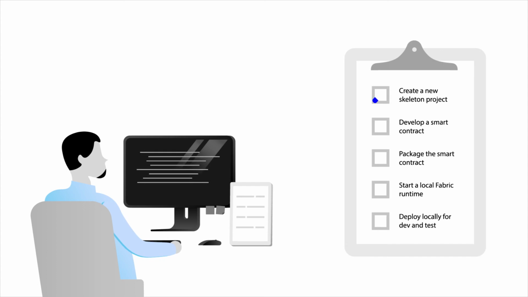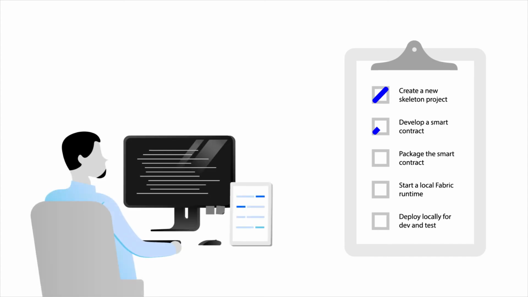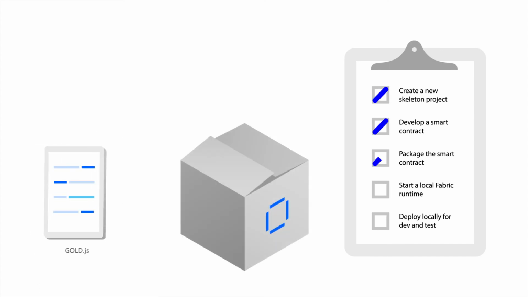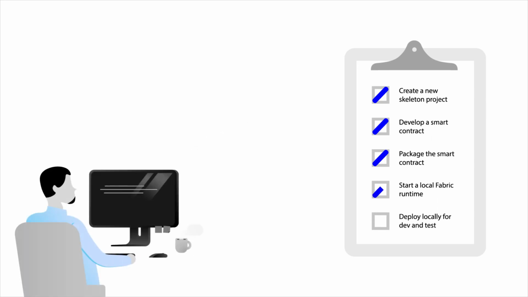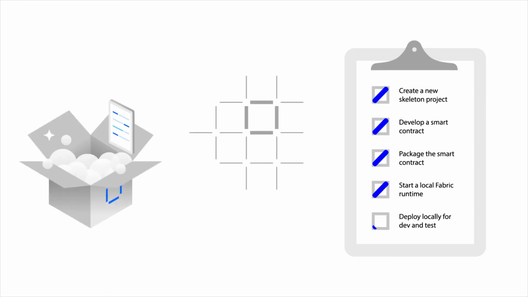We saw Rob create a new skeleton project, develop a smart contract, package the smart contract, start a local Hyperledger Fabric runtime, and deploy the packaged smart contract for local dev and test. Rob used a client app he'd developed to then submit some transactions to his blockchain network. We'll be working on features to support you in your own client app development in future releases of the extension.